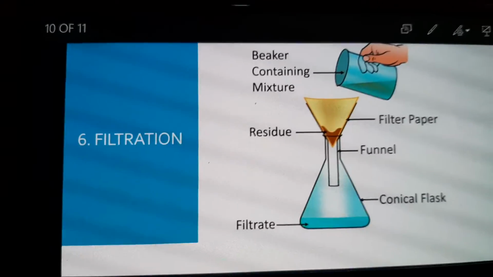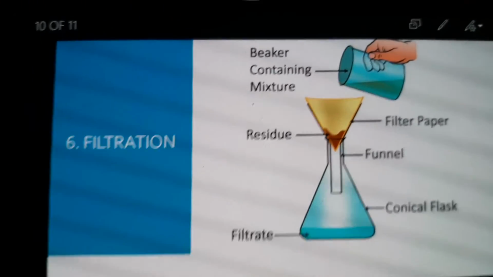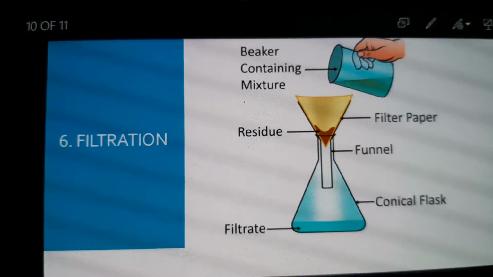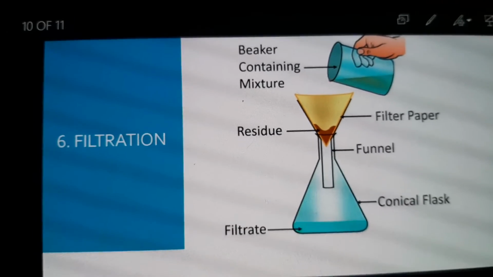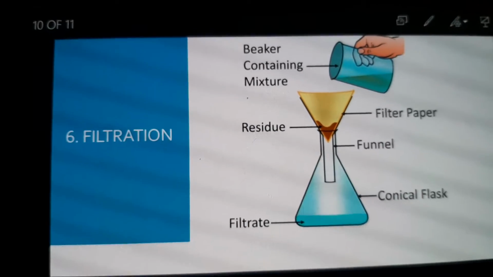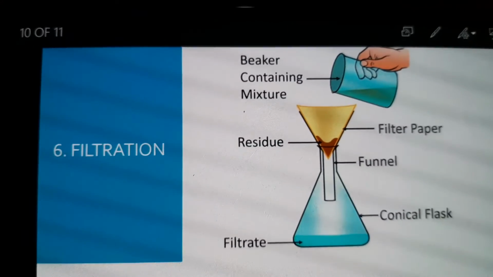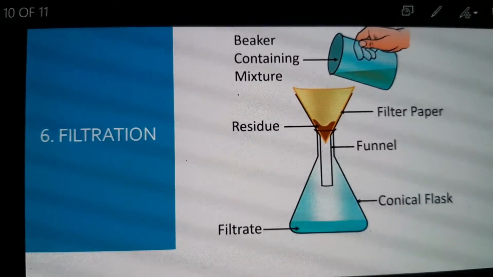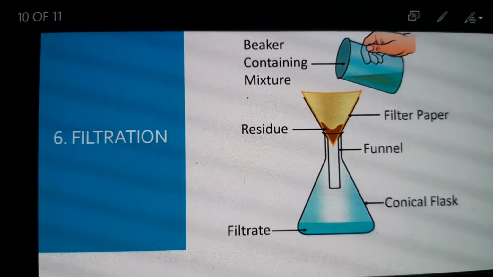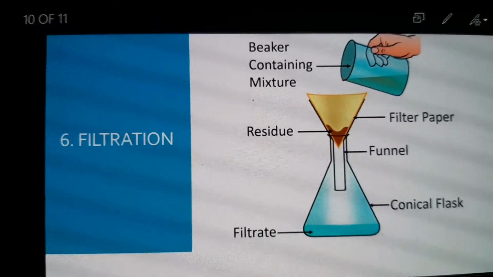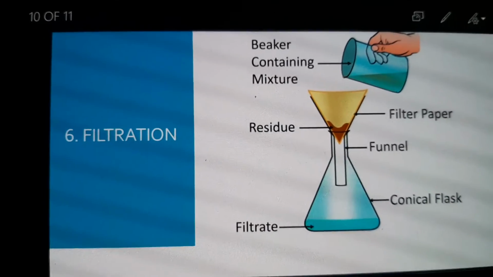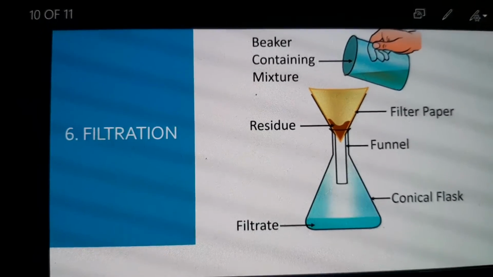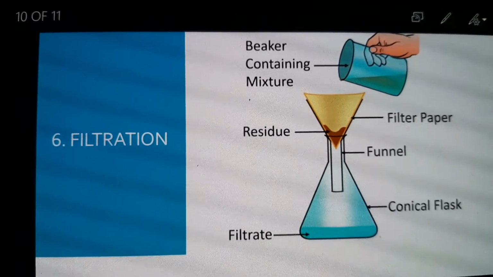As you can see, we have a beaker containing a mixture of solid and fluid. When you filter it from the beaker with the help of a filter paper, what would you see? The fluid goes into the conical flask as the filtrate, whereas the solid separates as residue and is left behind in the filter paper only.